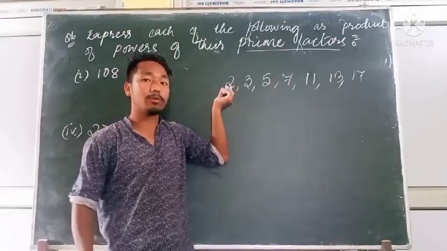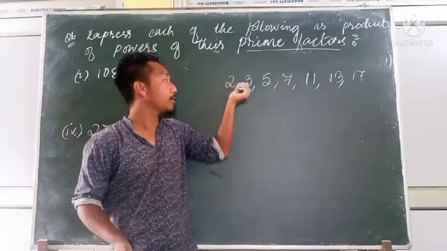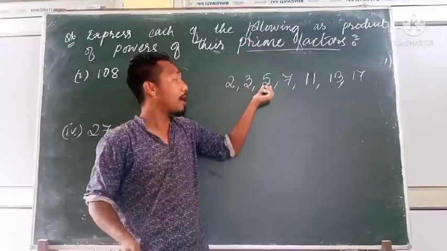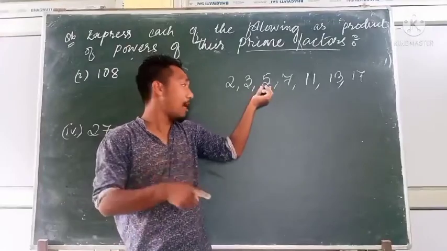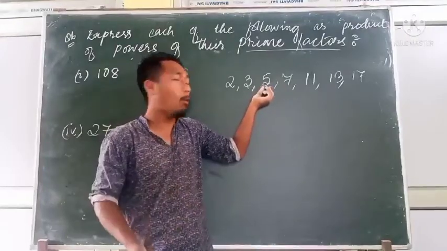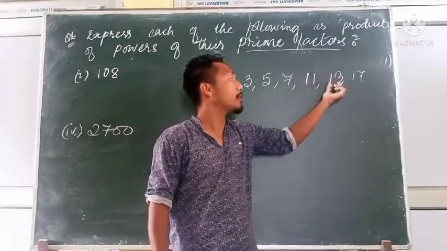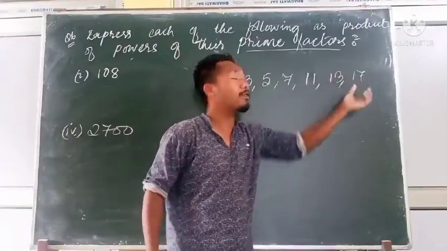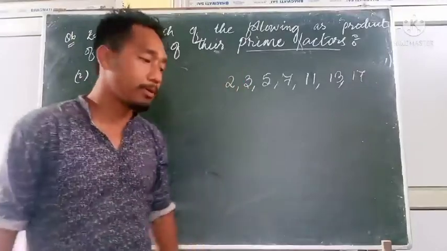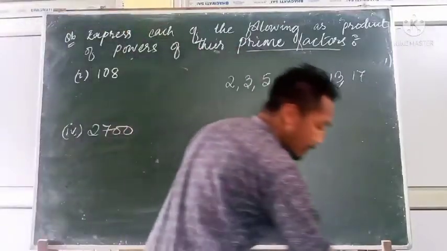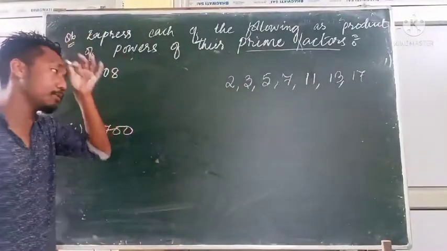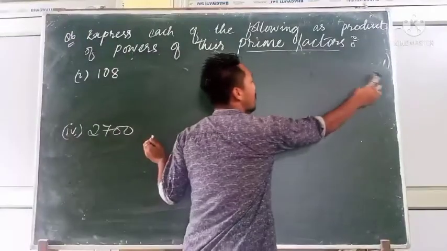If you talk about 2, it cannot be divided by any other number. 3 cannot be divided by any other number, and 5 cannot be divided by any other number but 5 itself and 1. 7, itself and 1. 11, itself and 1. 13, itself and 1, right? 17. So there are a lot of prime numbers present in our number system. These are some prime numbers we are talking about.